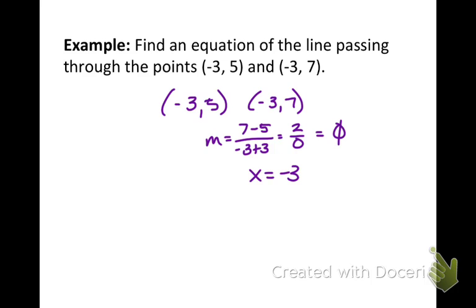So x equals negative 3 is just your final answer. Would it be different if one x value was different from the other? If you had different x values, then you would actually be able to get an equation. So if you have the same x's, then it's just x equals whatever it is. If you have the same y's, then it's y equals whatever it is.